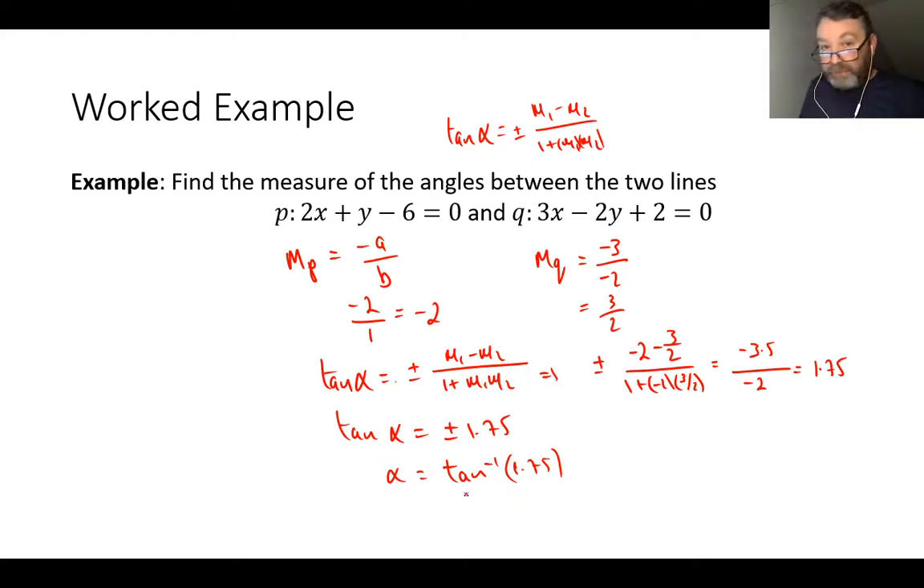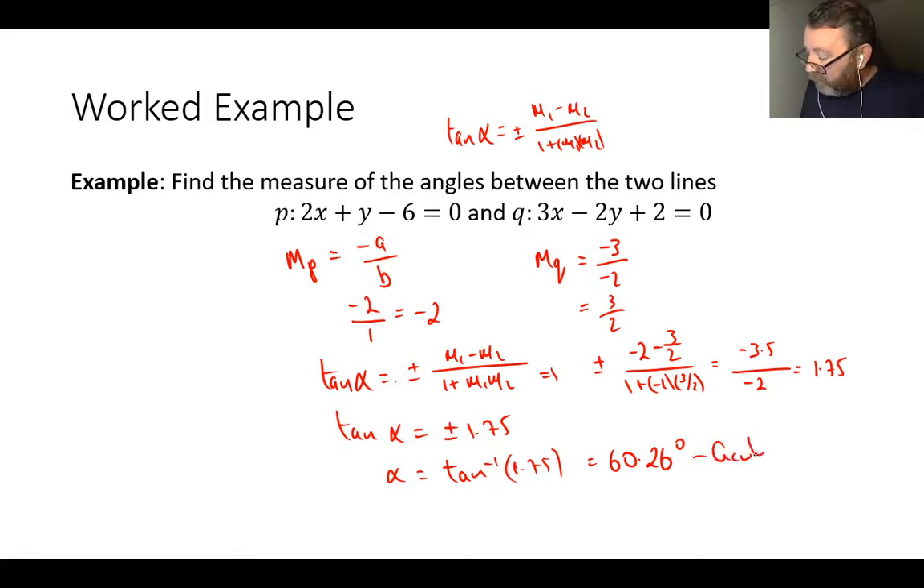On our calculators, you press shift with tan. So shift tan, think of it that way. Shift tan, what does it do? It shifts tan out of the way and it reveals alpha, reveals the acute angle. So shift tan of 1.75, and that comes out as 60.26 degrees. And that is the acute angle.